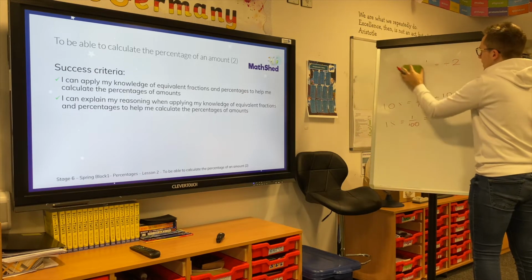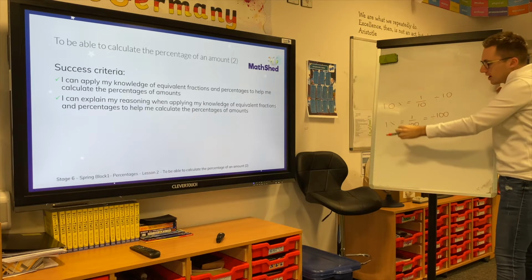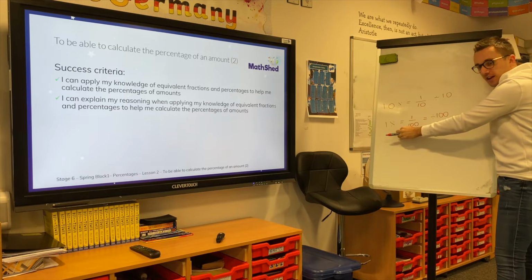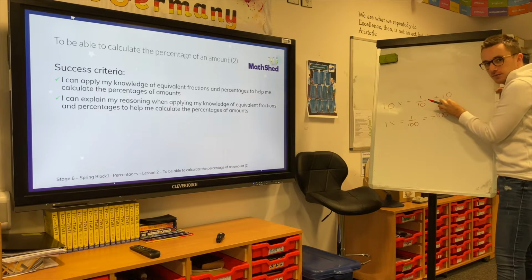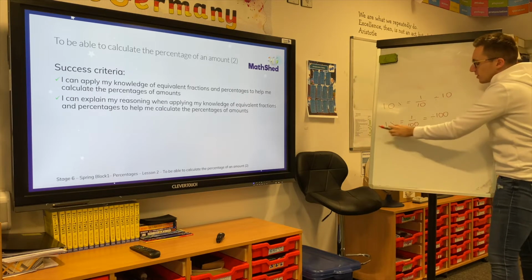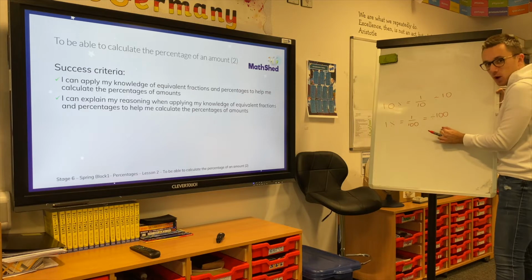Now, the ones that you definitely will need to know for today is mainly this one, 10%, and this one, 1%. So to find 10%, we divide by 10. To find 1%, we divide by 100. And that's going to be really important for today. So you need to keep a note of that somewhere.